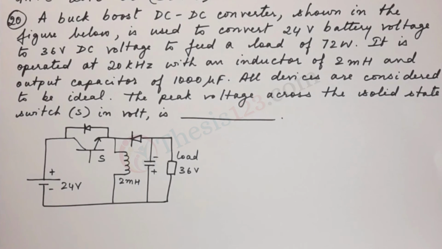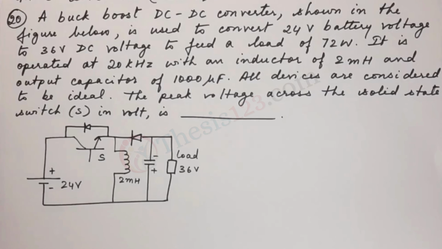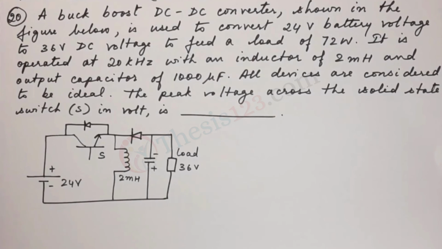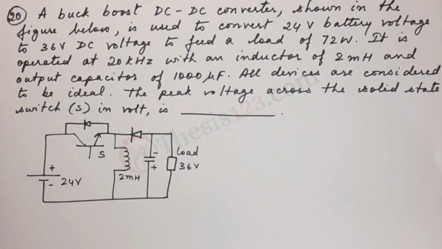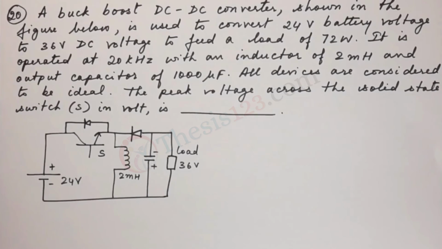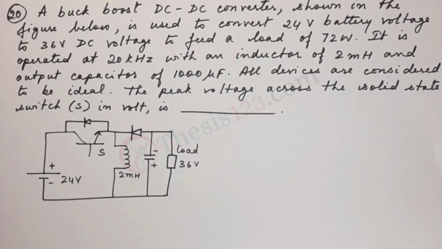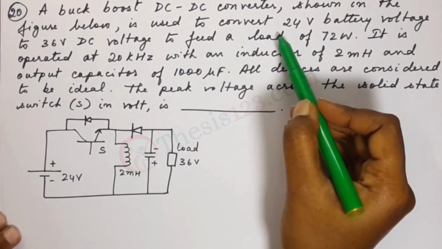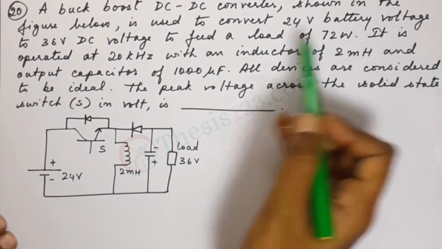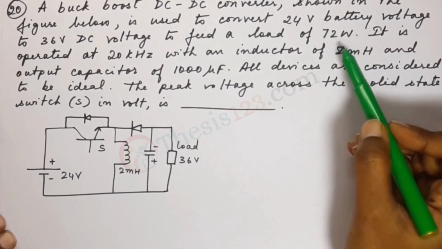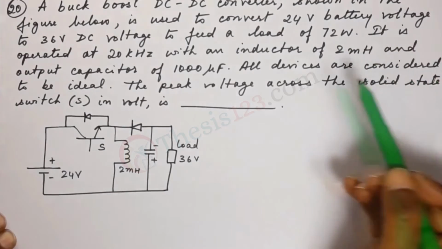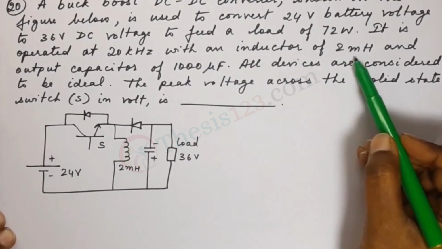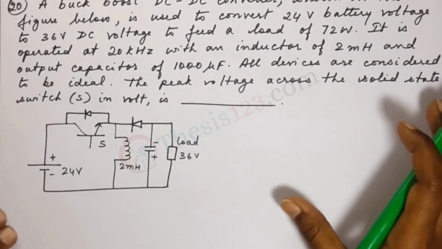Sometimes the circuit given to us and the information given in the question is quite large and there's a lot, but you will have to try your best to break it down in a way that it actually becomes quite simple. Now here, they are talking about a buck boost DC to DC converter with a lot of information. It is shown that it converts a 24 volt battery voltage to 36 volt DC voltage. A load of 72 watts is given to us and the operating frequency is given, the values of inductor and capacitor are given, a whole lot is given to us.